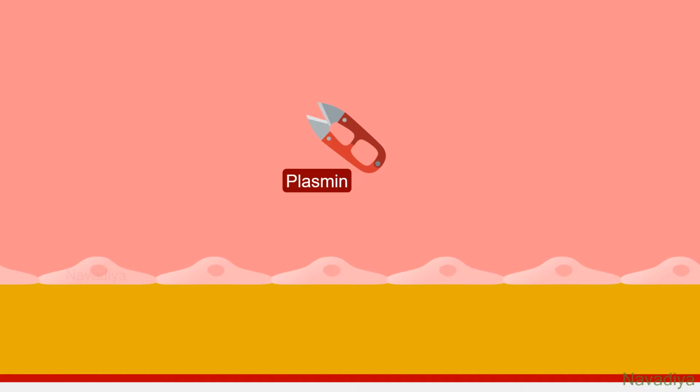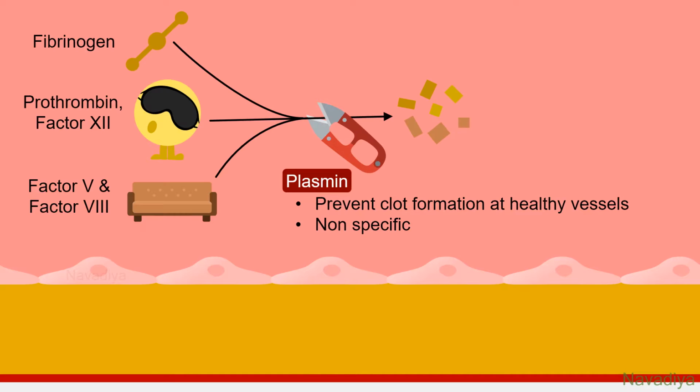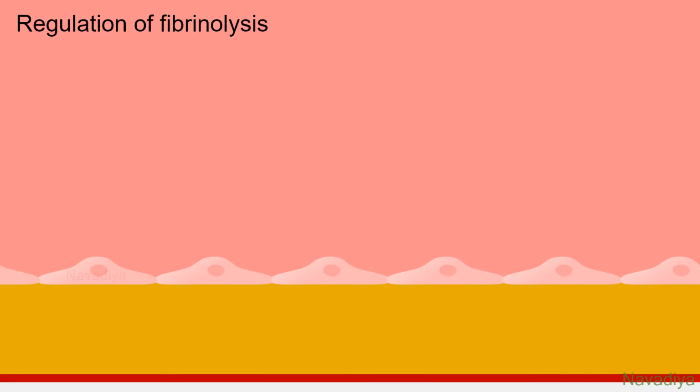Apart from dissolution of clot, plasmin also prevents clot formation in healthy vessels as it degrades fibrin that is inappropriately synthesized in circulation. Next, it is a rather non-specific enzyme and also breaks down some clotting factors like fibrinogen, prothrombin, factor 12, 5 and 8. So if it becomes excessively active, the level of these factors might drop, which would hamper normal coagulation. So it is important to put a limit to its activity at healthy sites and mainly confine it to a clot. Let's see how this is done.